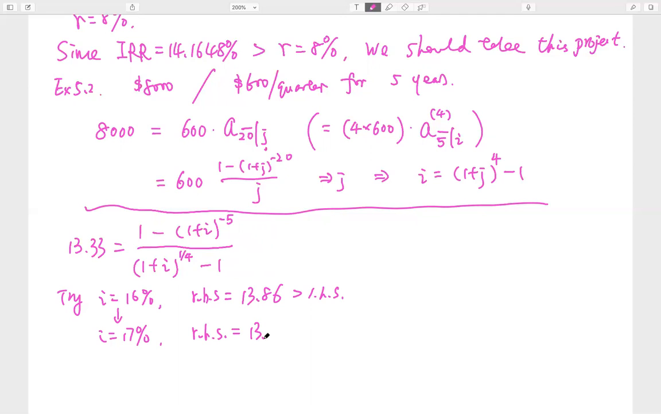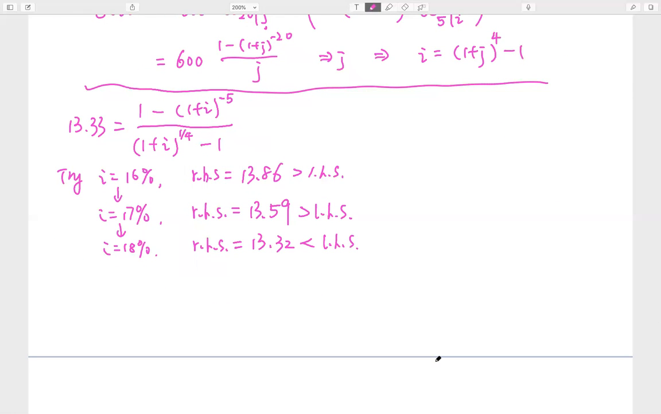Then I recalculate. It is 13.59, which is still greater than my left-hand side, right? I will have to go further, 18%. So my new right-hand side now becomes 13.32, which is a little shy of my left-hand side, okay? So I would know for sure my actual I would be somewhere between, right? So it would be somewhere between. How can we get the result if I already know those two? If I already know those results.